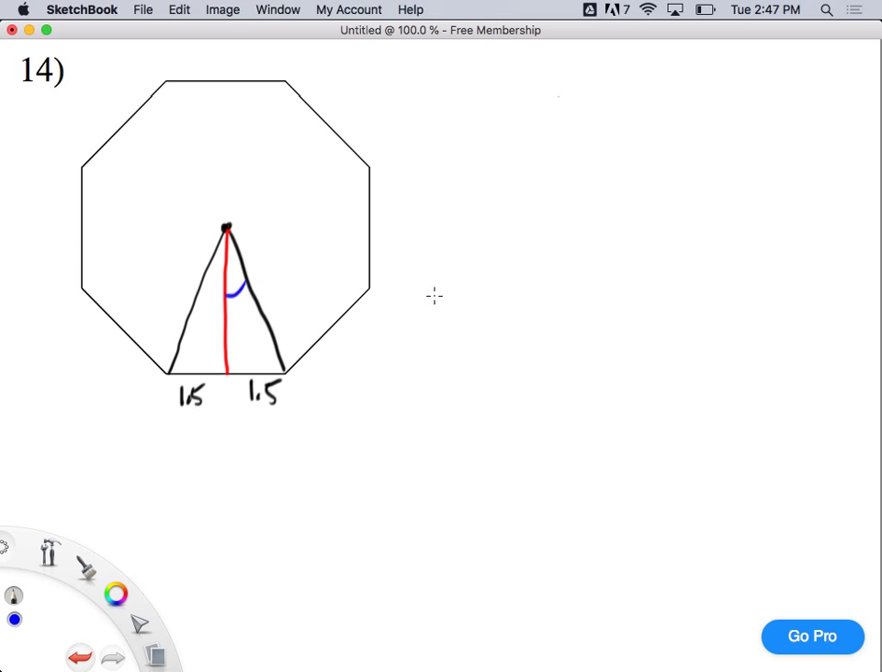To figure out the angle, I have to figure out how many of those triangles there are. How many sides? 1, 2, 3, 4, 5, 6, 7, 8. 8 times 2 is 16. So you do 360 divided by 16. And what do you get? 22.5 degrees. So that angle is 22.5 degrees.